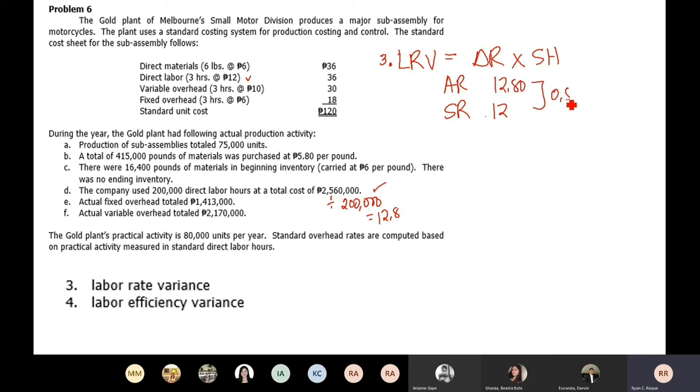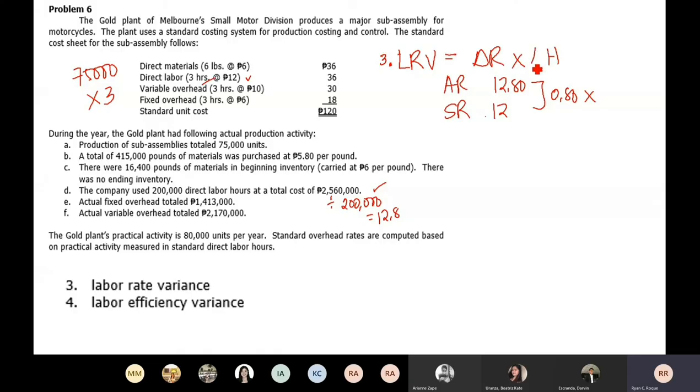So ang difference ay 0.80. Multiply natin ang standard hours. Ano ba standard hours natin? Kanina yung standard quantity ng materials, hinanap ang actual output. Ganun din yung kailangan natin. So that would be 75,000 na output natin times ilang labor hours? 3. So therefore, 225. Ay, may mali po tayo. This is wrong.